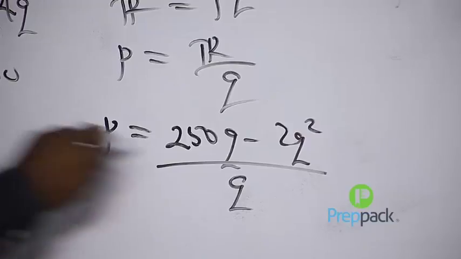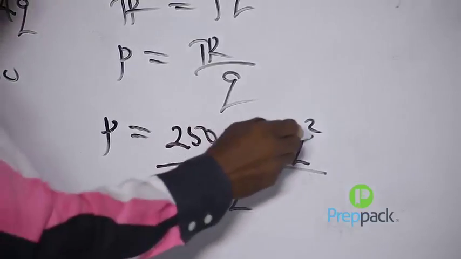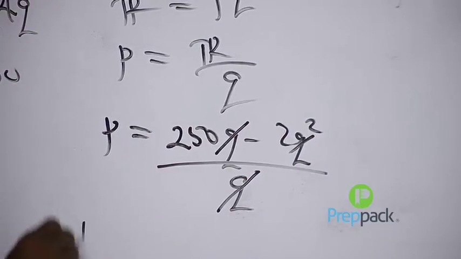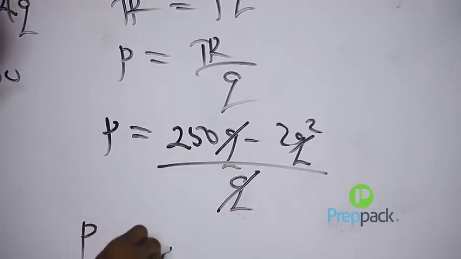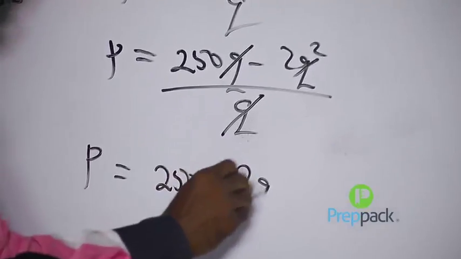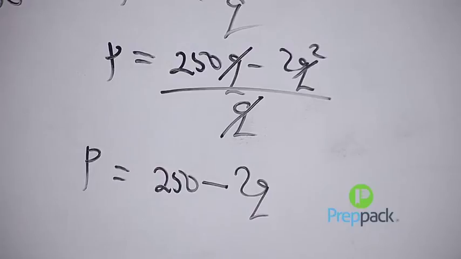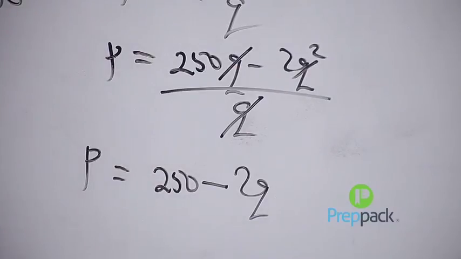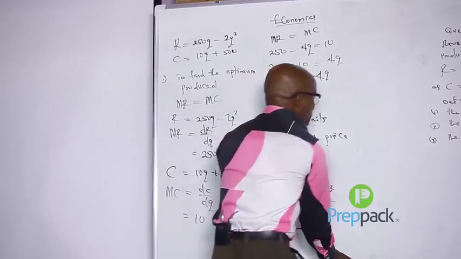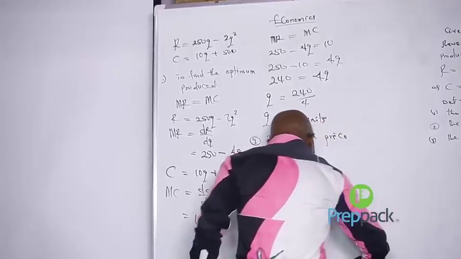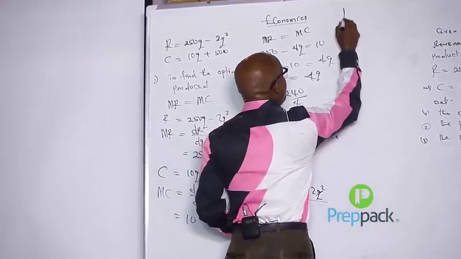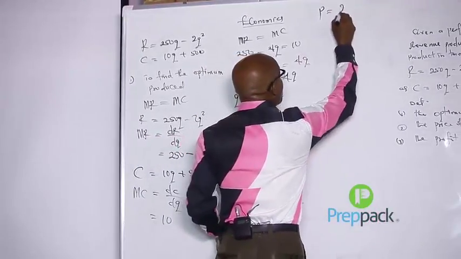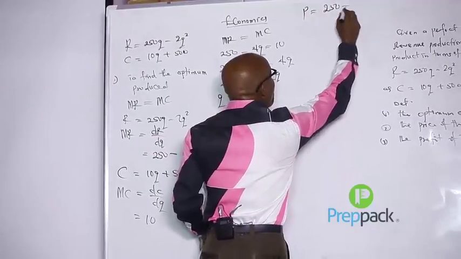Watch this. Cancel Q, cancel Q, cancel Q. I'm left with what? P equals 250 minus 2Q. I know you'll be asking a question: how come 1Q divided by 2Qs? I will explain that later. I will call your attention back to that. Therefore, my P gives me P equals 250 minus 2Q.